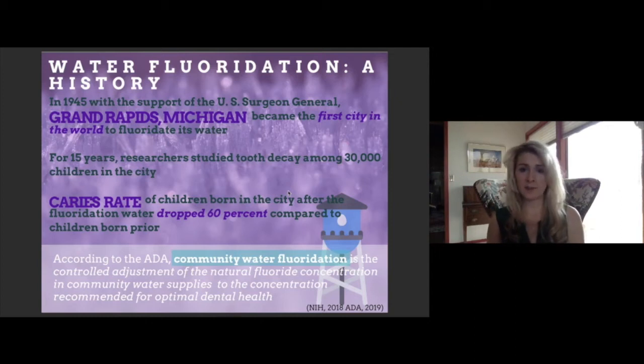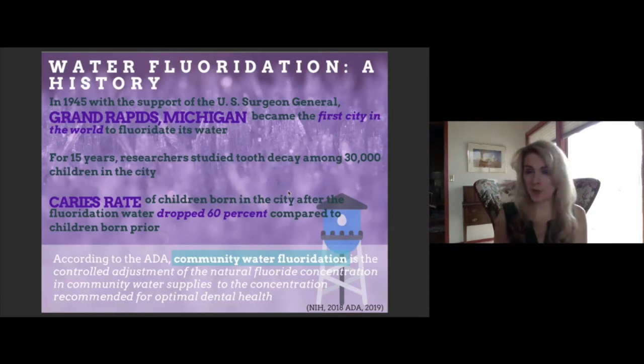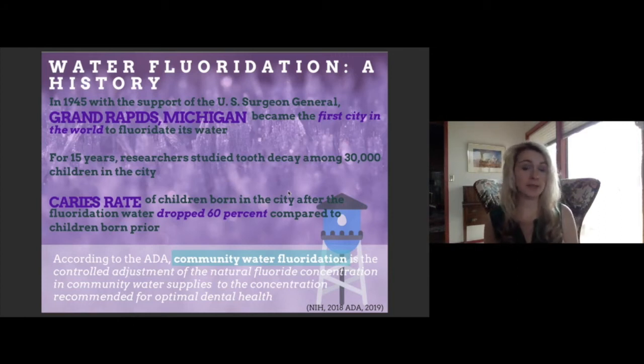At the time, they may have received scrutiny. However, according to the CDC, community water fluoridation has been one of the top 10 public health achievements of the 21st century. What exactly is community water fluoridation? According to the ADA, community water fluoridation is the controlled adjustment of the natural fluoride concentration in community water supplies to the concentration recommended for optimal dental health.